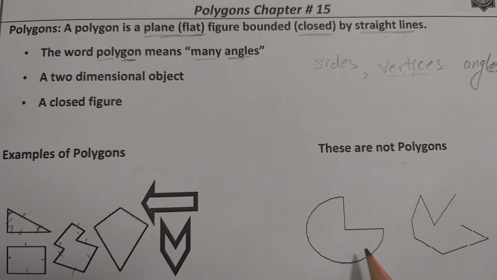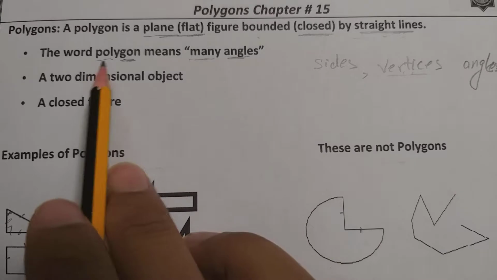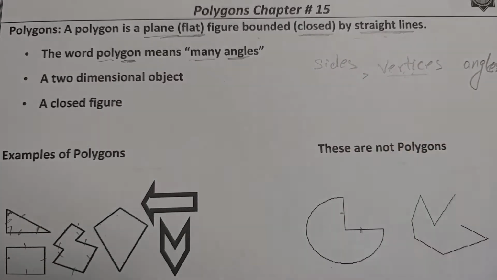If you observe in these two examples, these are not polygons. What is the reason this is not a polygon? Because it has a curved part. This shape has a curved part. And even though these are straight lines, it is not completely closed by the straight lines.